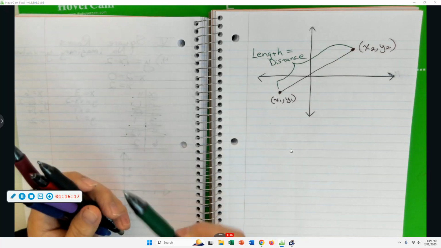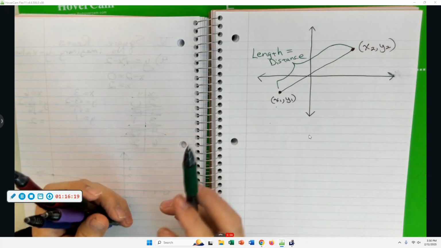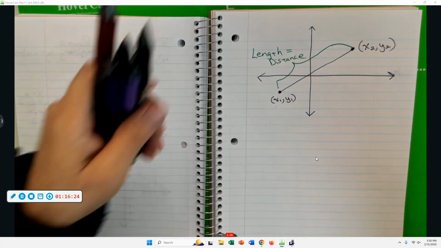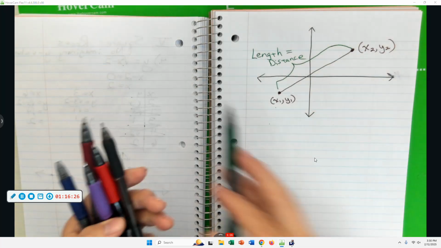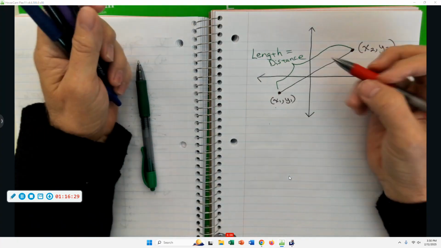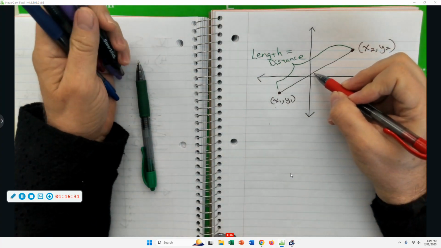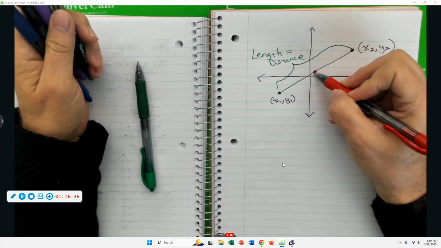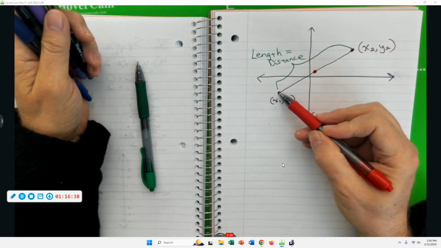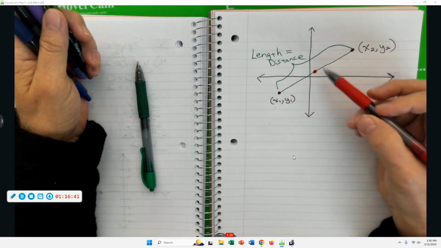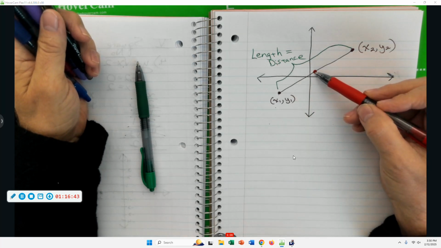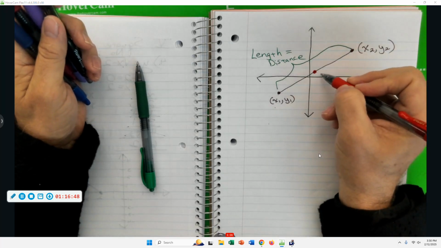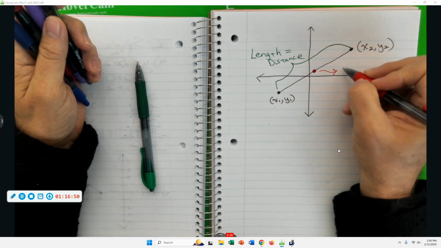The second formula we're going to have is for something called the midpoint. The midpoint, you look at this line segment, what point looks like it would be right in the middle between the two? It would divide the segment in half. Right out here, it looks like the distance from X1, Y1 to that red dot is the same as the distance from the red dot to X2, Y2. This point here, right in the middle of the segment, is called the midpoint.